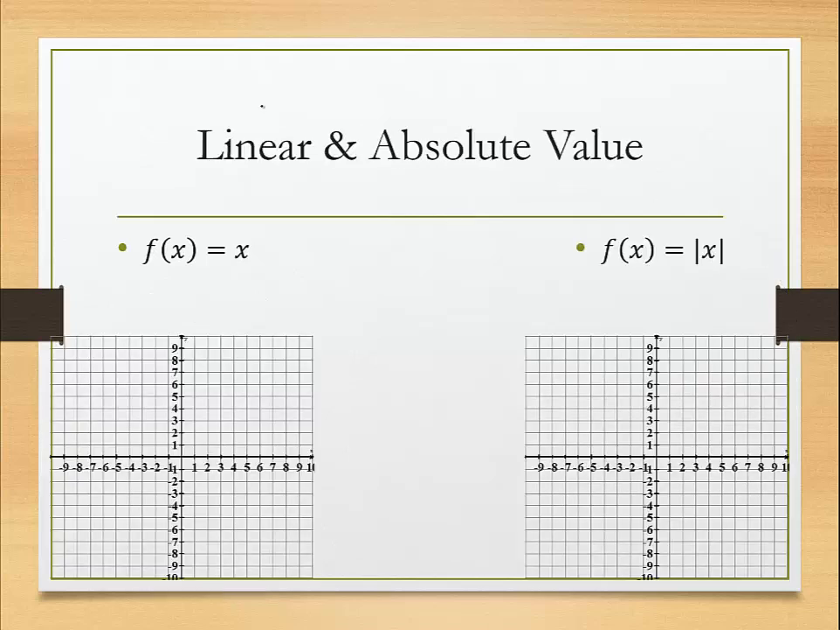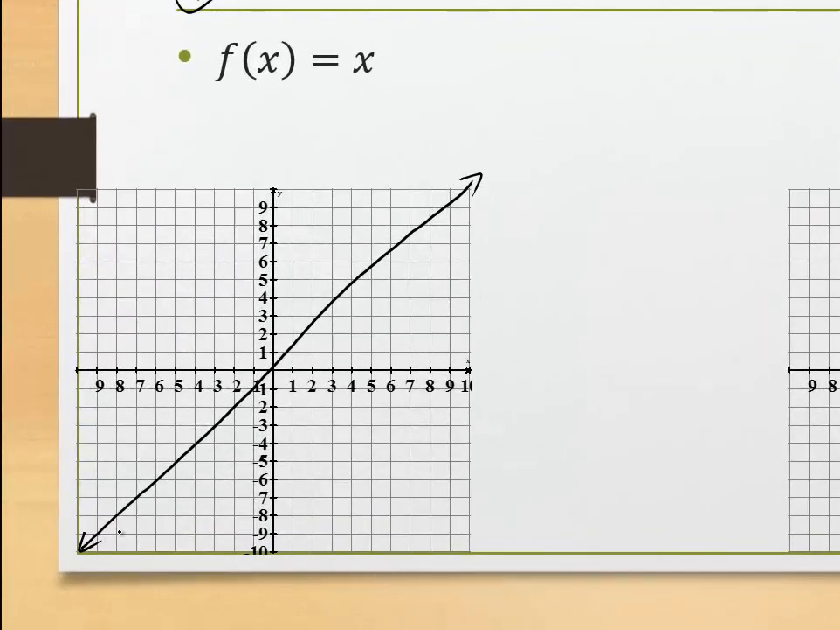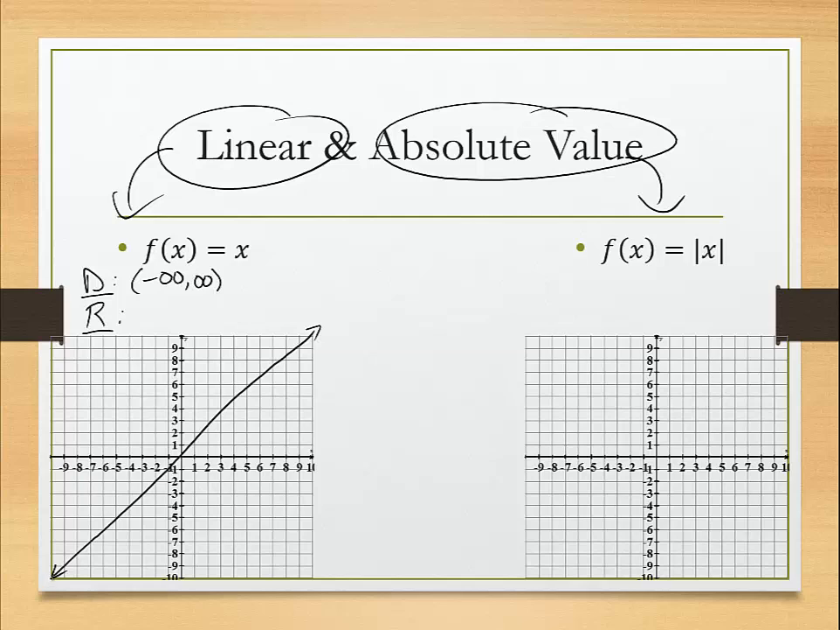Now, linear and absolute value. Linear is here, absolute value is here. Our linear parent function is just a linear equation with no y-intercept and a slope of 1. So it's going to go through the origin and have a slope of 1. So that's your linear equation. That means for our domain, it will be from left to right, which is arrow to arrow, which is going to be negative infinity to infinity. And our range will be bottom to top, which is negative infinity to positive infinity, because of our arrow to arrow.